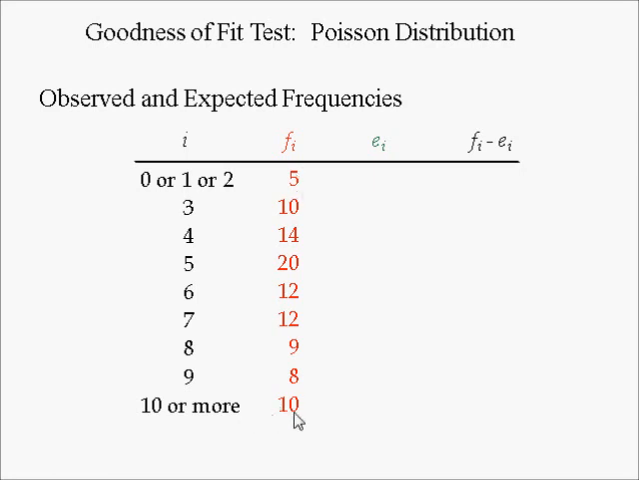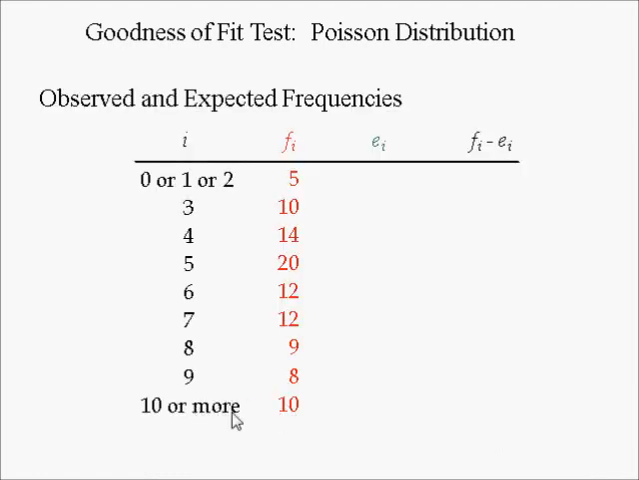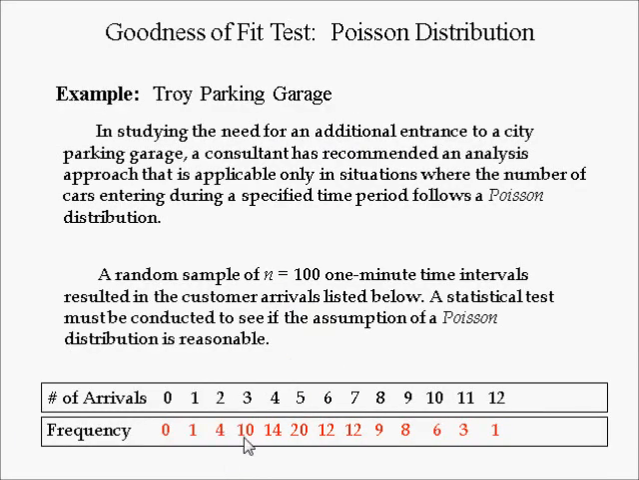What about 10 or more? Where did the 10 come from? Notice for 10 or more, we have 6, 3, and 1. 6 plus 3 plus 1 is 10. So this is 10 or more, 10, and for 0, 1, or 2, the observed frequency is 5. The other frequencies are 10, 14, 20, 12, 12, 9, and 8.